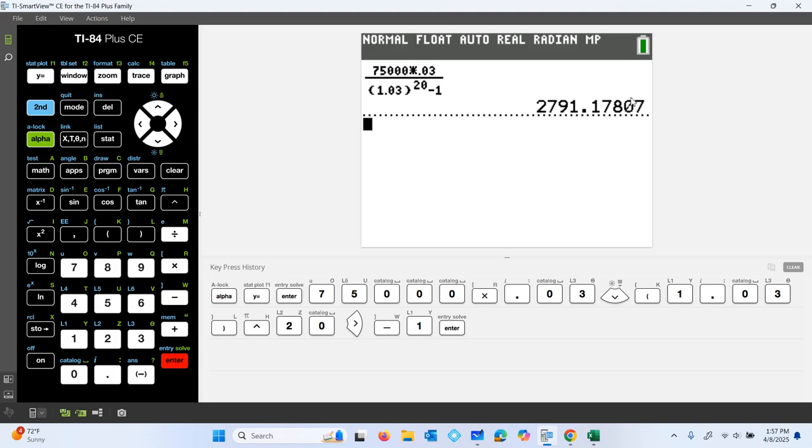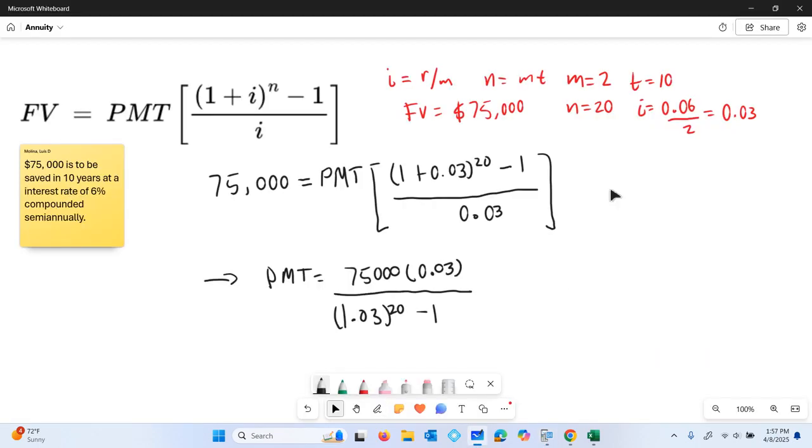So we have 2791.18. Now, of course, if we round down but we want to achieve the amount of 75,000, then it's going to be adjusted slightly. So here, we're just going to say that this is approximately 2,791.18.